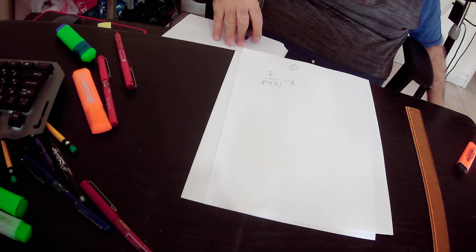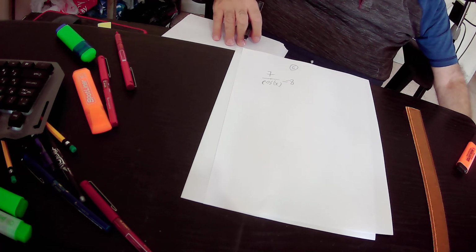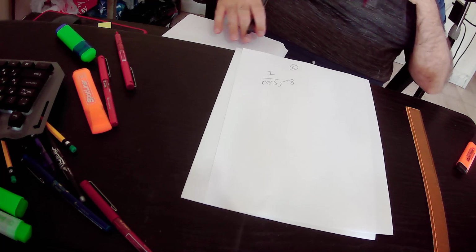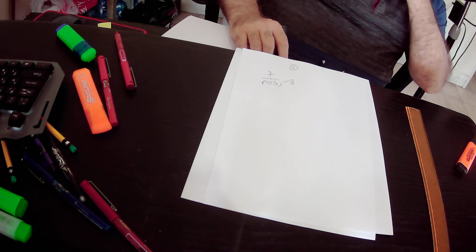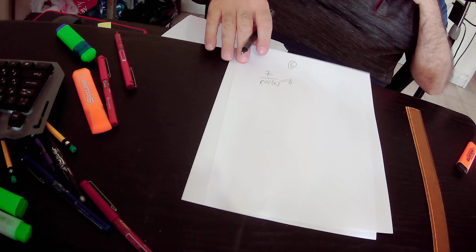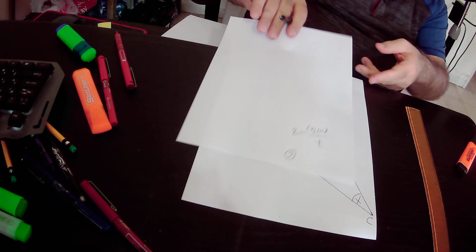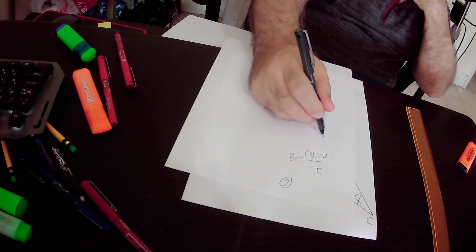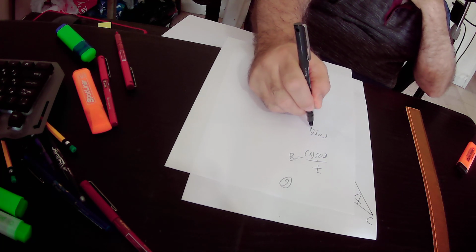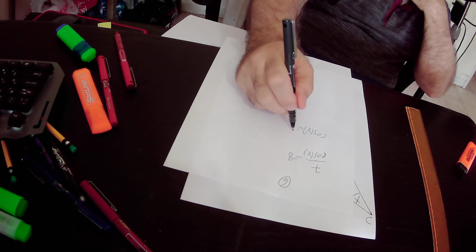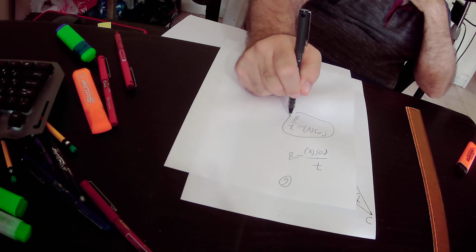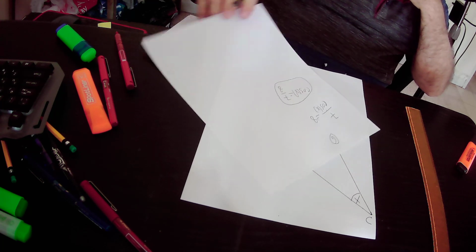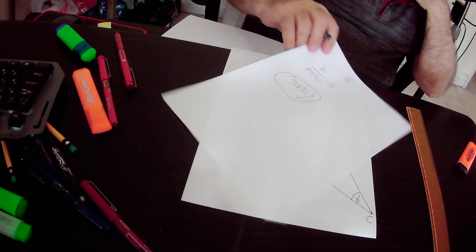So we got that 7 over cosine x equals 8. Here we will multiply this equality by cosine x, and then divide it by 8. We'll get that cosine x equals 7 over 8. Okay, we found the value of cosine x. Cosine x equals 7 over 8.